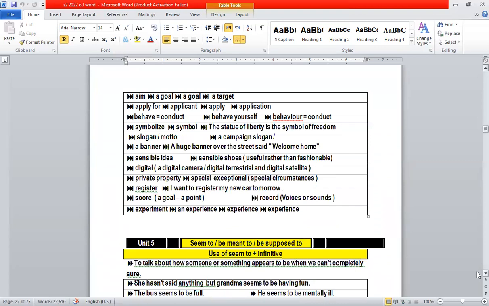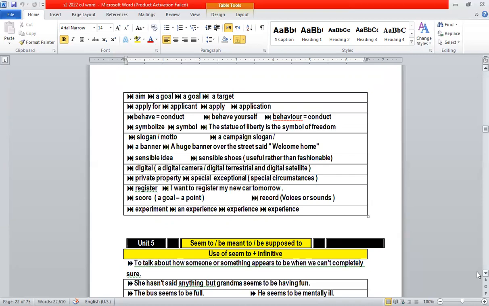Okay, we have the word aim equal goal equal target. So aim, goal, target, they are all the same. Okay, apply for. We say I applied for a job. So never say any other preposition. Apply for all the time. So if you apply for a job, what can I call you? You are an applicant.